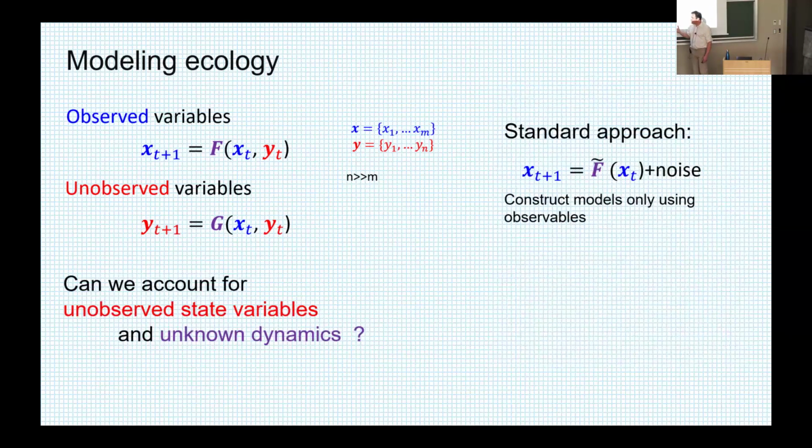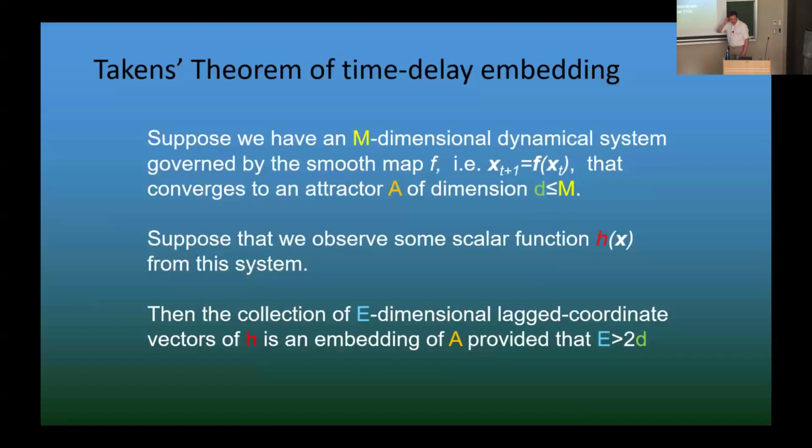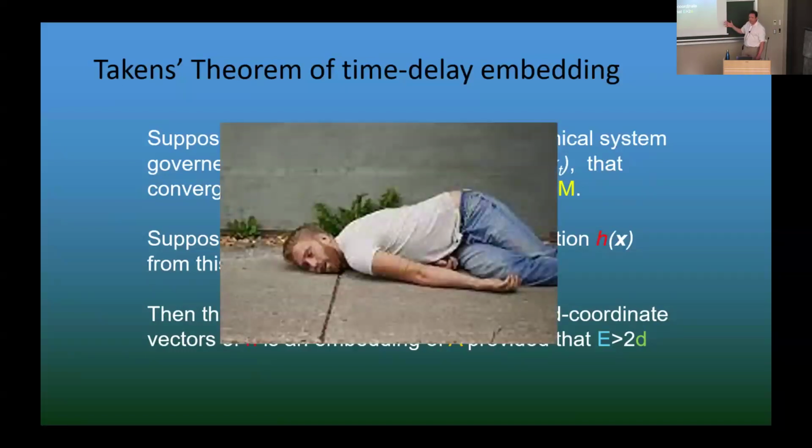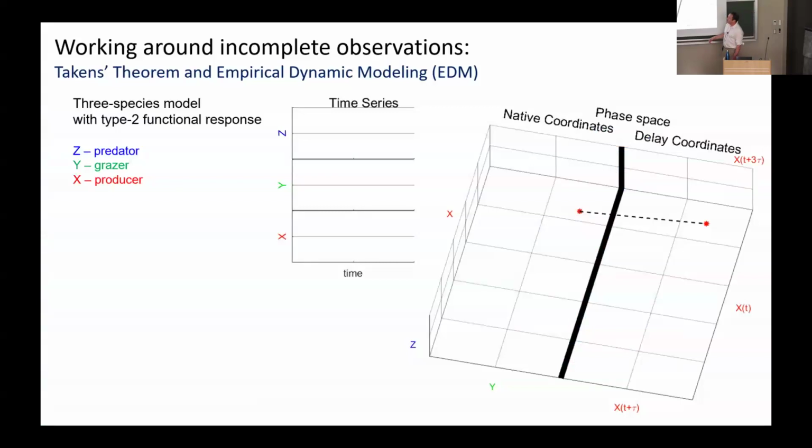So it's probably worth asking whether we can account for unobserved state variables, and also to account for the fact that maybe we don't know exactly what equations to write down. So the workhorse that we've been using for this for the past decade or so is Takens' theorem of time delay embedding, which I'm totally not going to talk about because I don't want you to end up like this guy. I'm not saying that you would go on a 3-day drinking binge and wake up in an alley if I told you about Takens' theorem, just that maybe you'd be a bit bored. Okay, so instead I'm going to show you a video, which is more exciting.